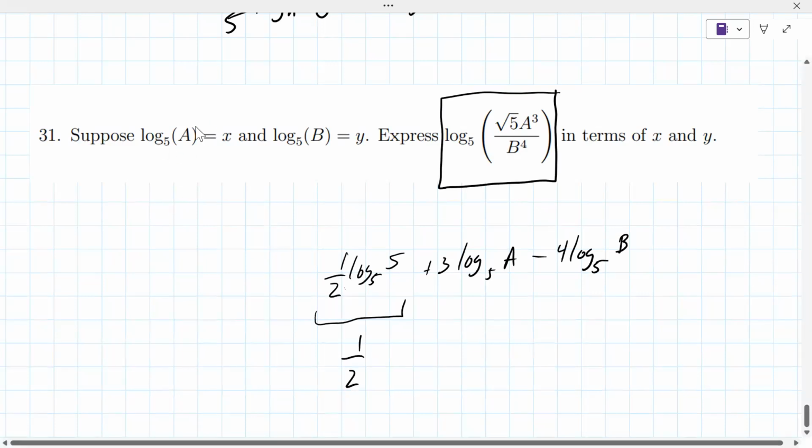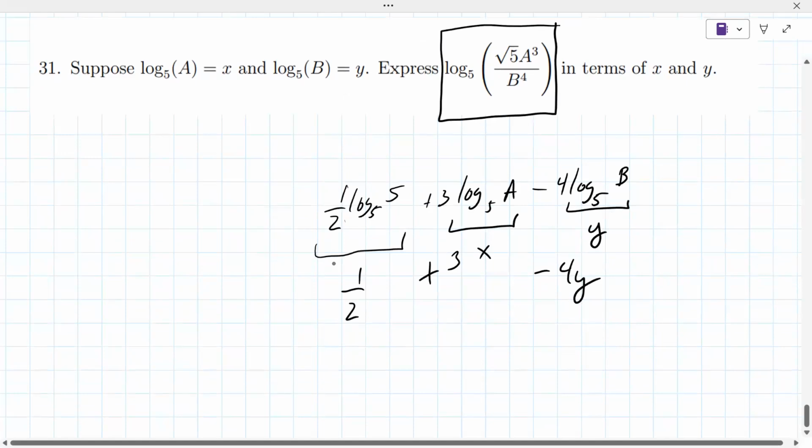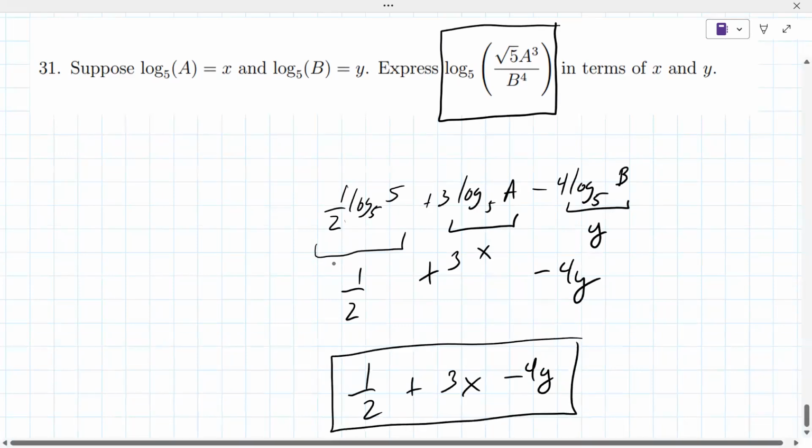Okay. And then they're making this substitution. Sometimes it's a number, like oh, it's 2 or something, but they're telling you it's x. So this part is x, so it becomes plus 3x. This is y. This becomes minus 4y. And there's your answer: 1/2 plus 3x minus 4y. Okay.